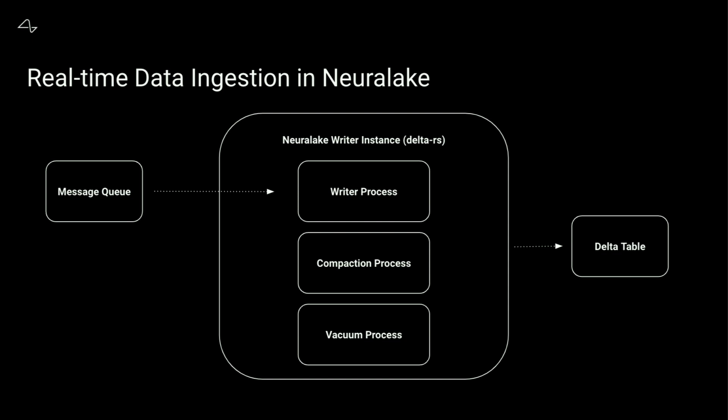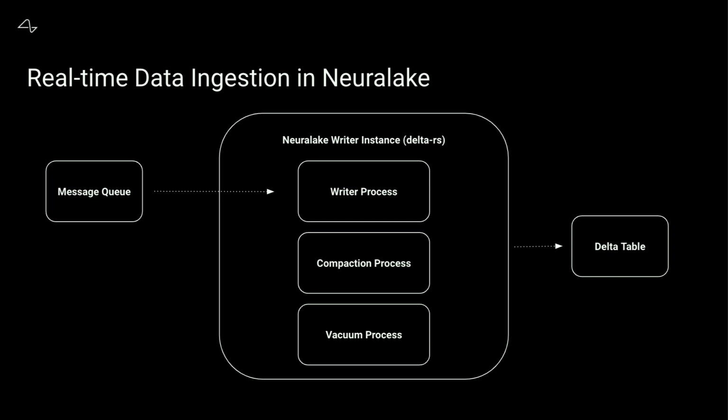So the Neuralake writer instance has 3 primary processes. We have a writer process, a compaction process, and a vacuum process. Now, these 3 processes each have a different function. The writer process, as you might guess, consumes batches of messages from the message queue and writes them in batch to the Delta Lake table.